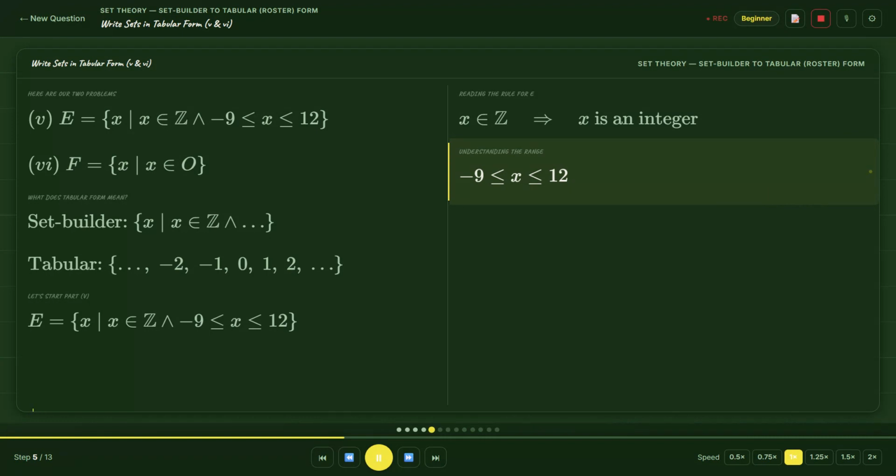The second part says X is bigger than or equal to -9 and smaller than or equal to 12. So we need every integer from -9 all the way up to 12. Both ends are included.